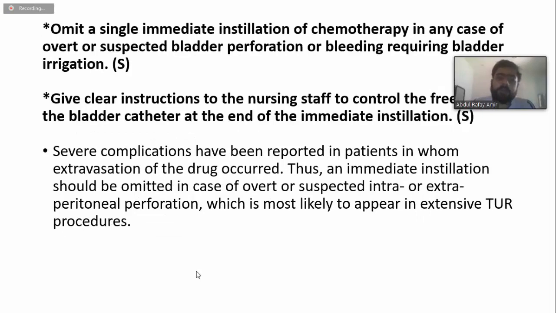Omit single immediate instillation if there is suspicion of bladder perforation or bleeding requiring bladder irrigation. A clear instruction should be given to the nurse to allow free flow of the bladder catheter at the end of immediate instillation.